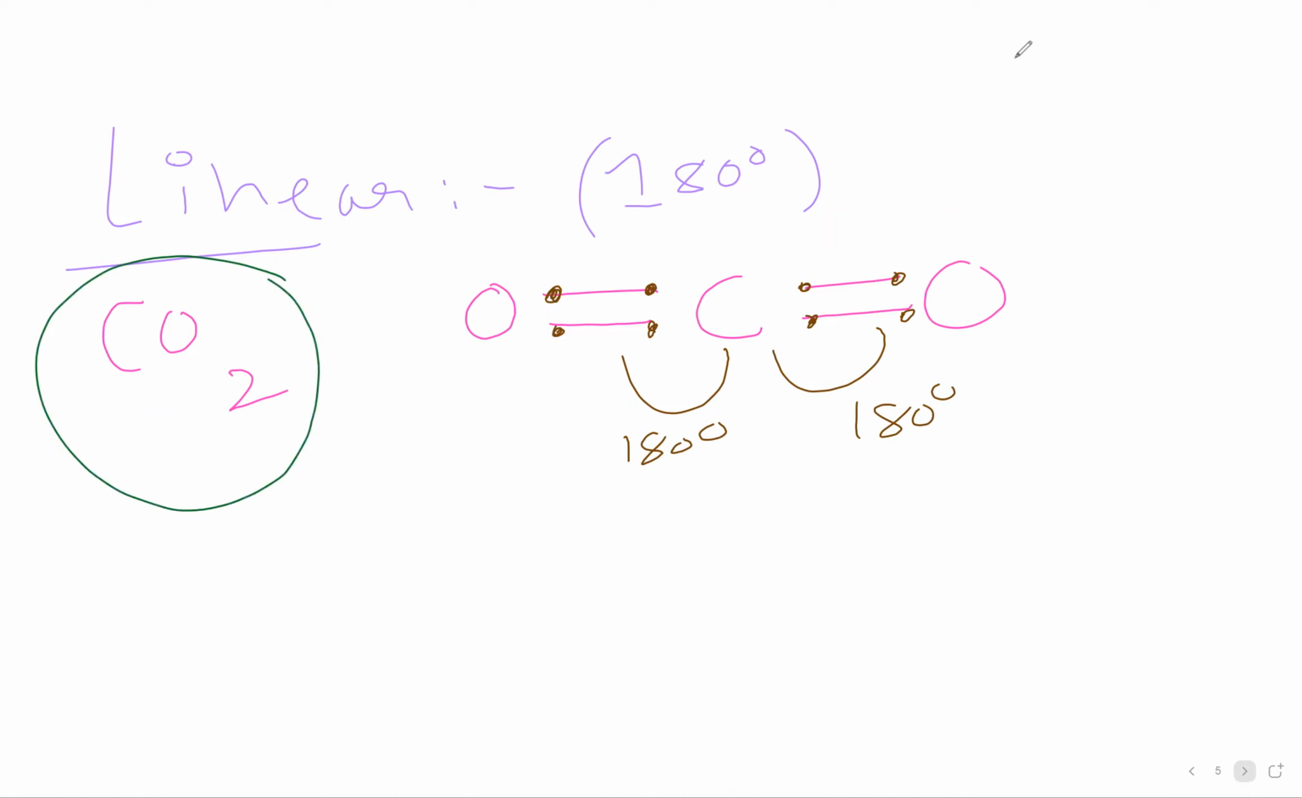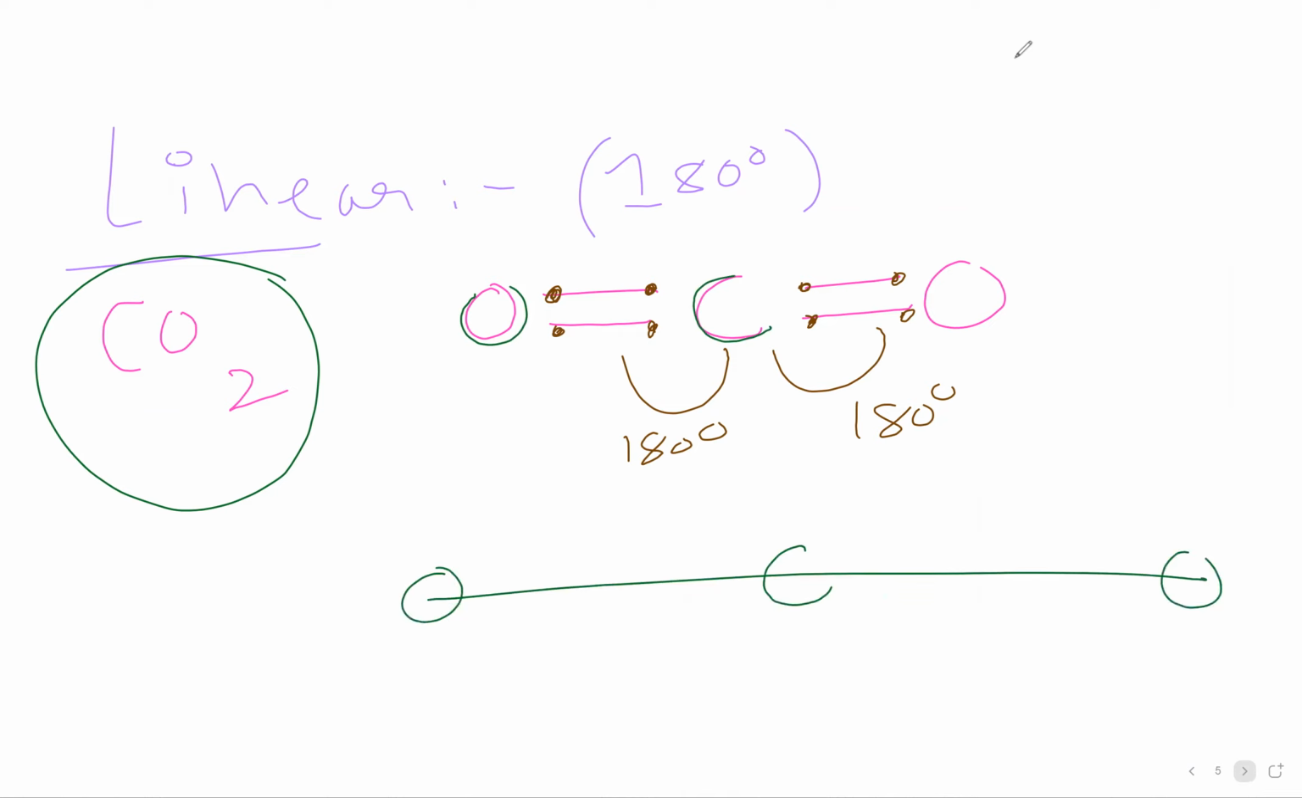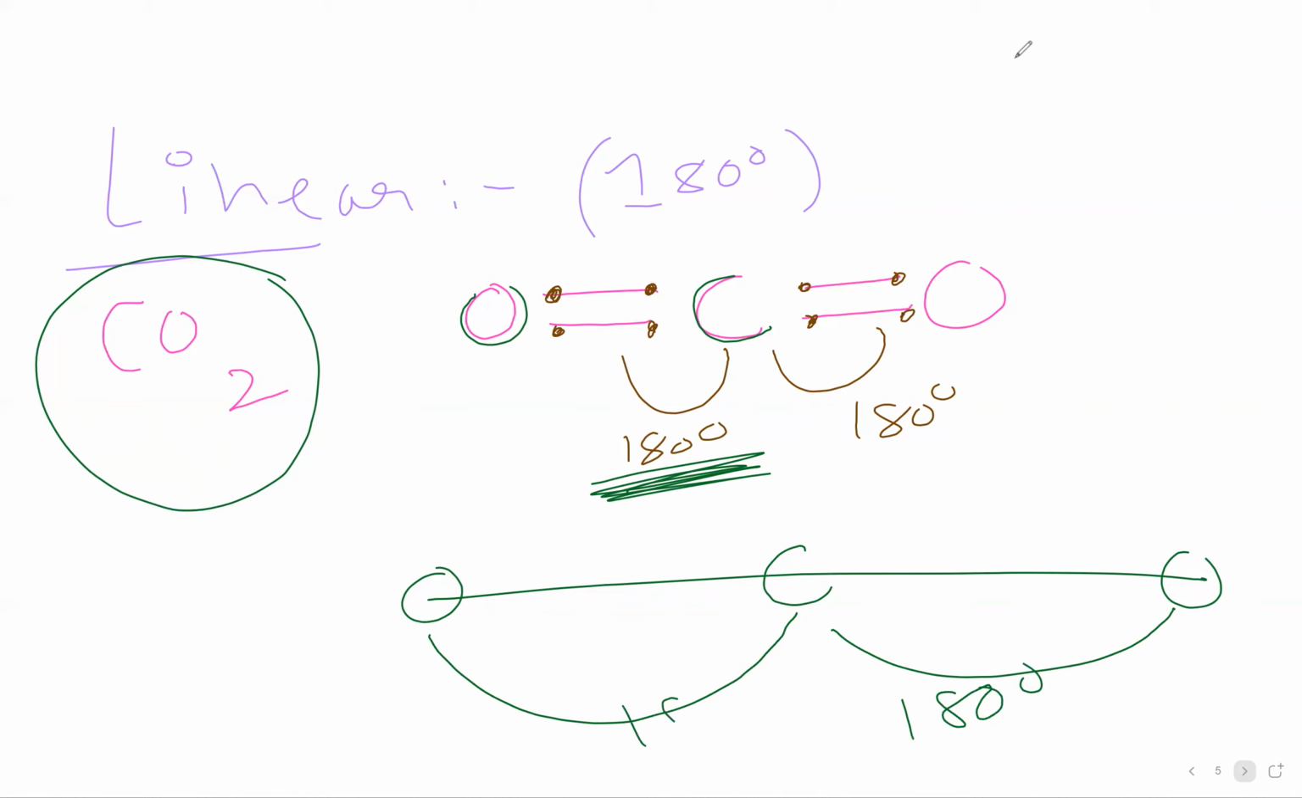So this is the linear structure. Let's take an example of carbon dioxide. If you look at carbon dioxide, the oxygens and carbon are in a straight line. If you take the angle measurement between the carbon and oxygen, that will be 180 degrees, 180 degrees here and 180 degrees on the other side. So this shows that carbon dioxide is a linear structure. This is how you can determine whether a given molecule is linear.